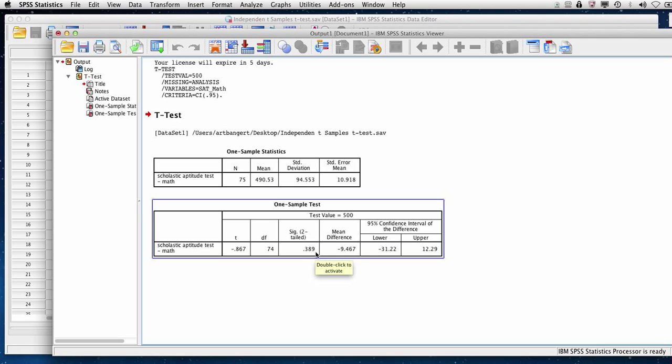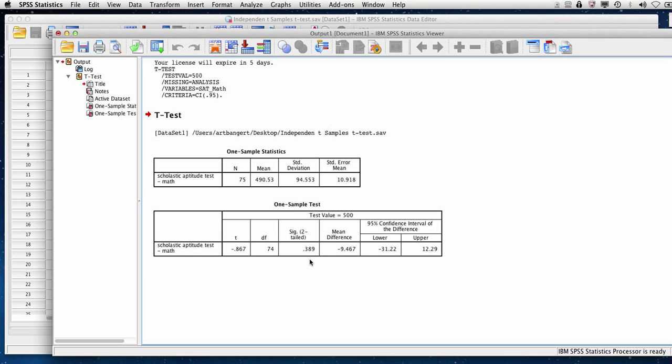So what this tells us is if we use the threshold of 0.05 as our type 1 error rate, we have an approximately 39% chance of making a mistake if we say that the sample mean is significantly lower than the population mean of 500.